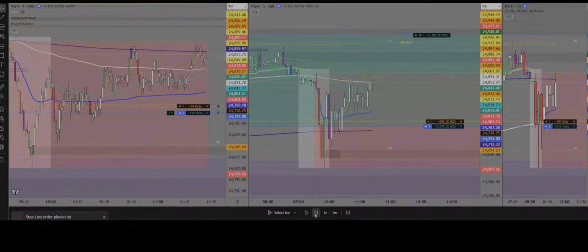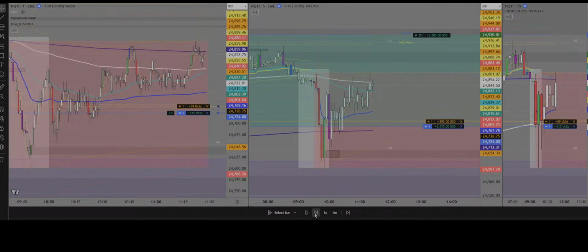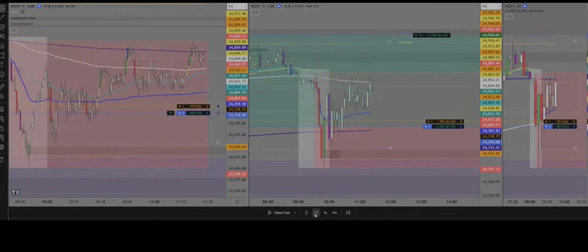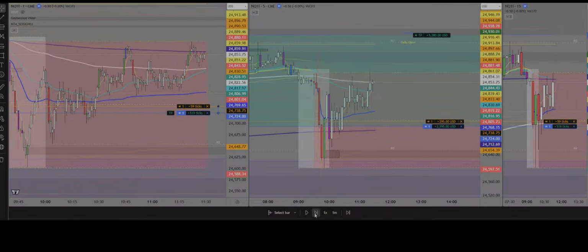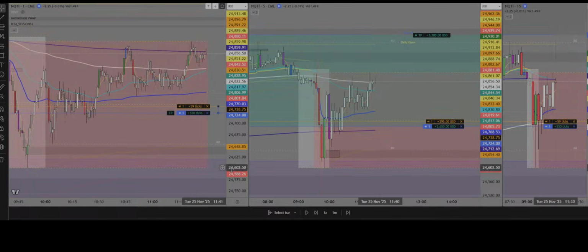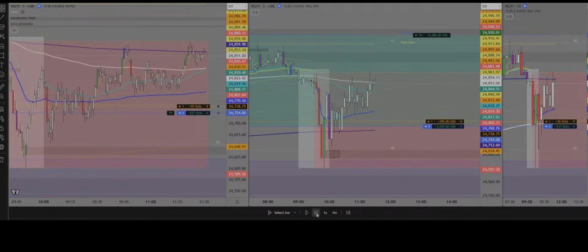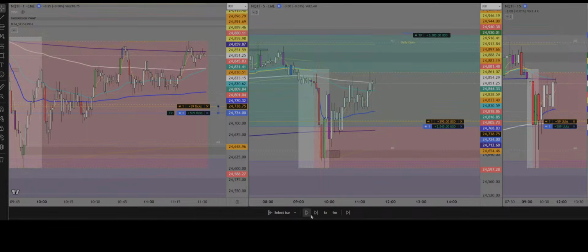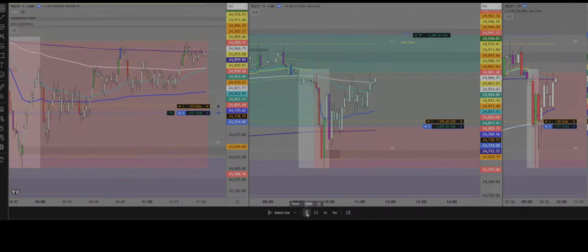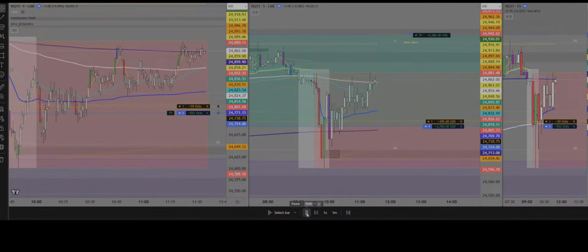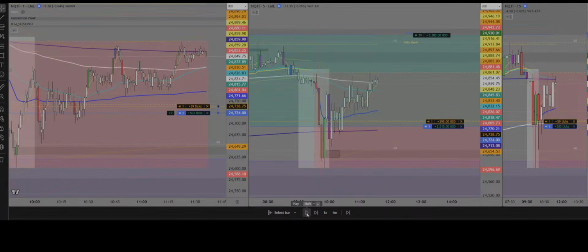Okay, we're starting to get a little bit of a push, maybe. Let's see, what time is this? Coming into London close during the New York session. We get the push upwards. It's like two wicks now. That's looking like it wants to roll over.